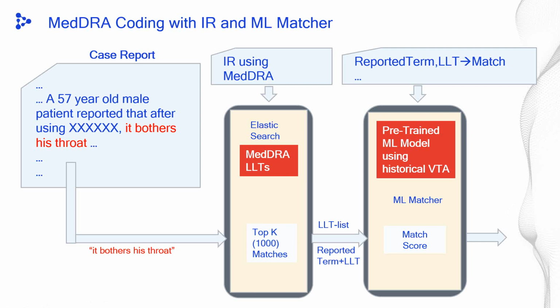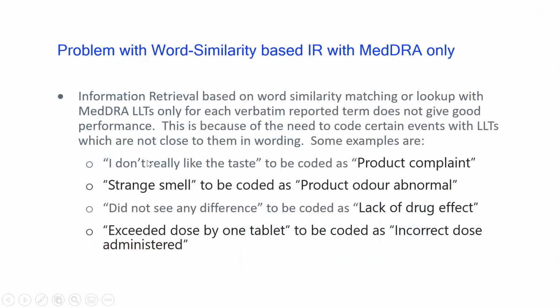Generally, the problem here is that there are quite a few verbatims that have to be coded to LLTs that don't have anything in common. So there are no words in common between "I don't really like the taste" and "product complaint." Strange smell has to be coded to "product odor abnormal," even though smell and odor are very close in meaning. You just can't match them if you use Elasticsearch alone. So these are typical problems of a system that has information retrieval only.